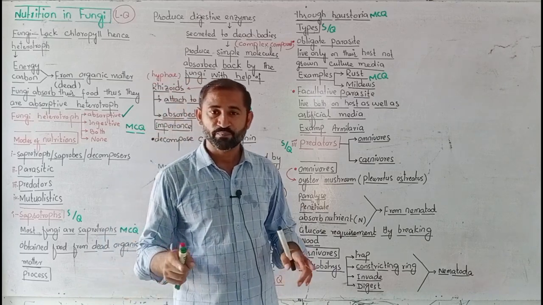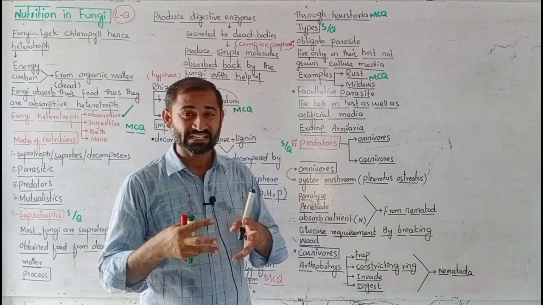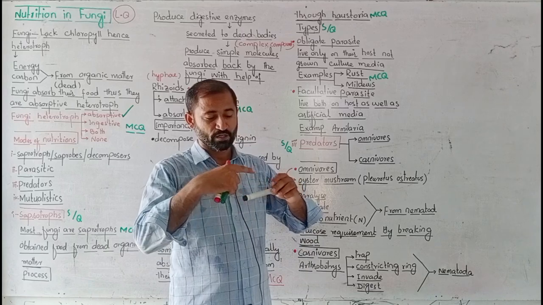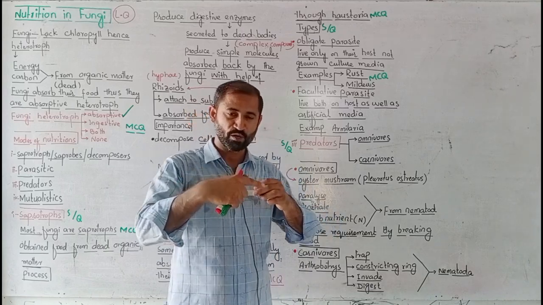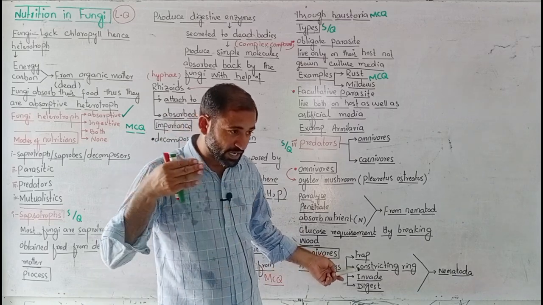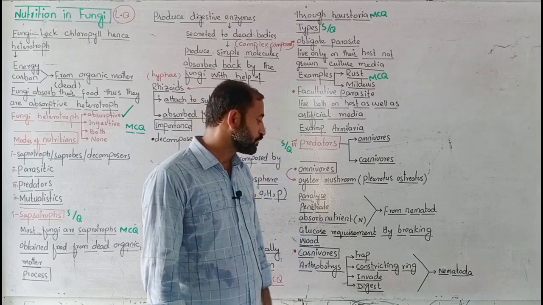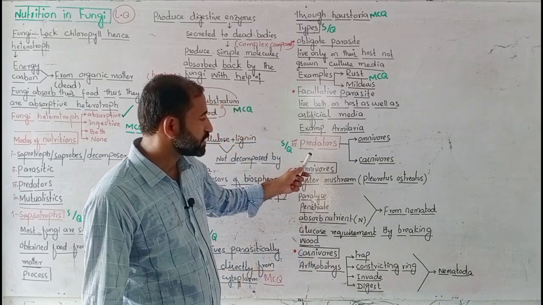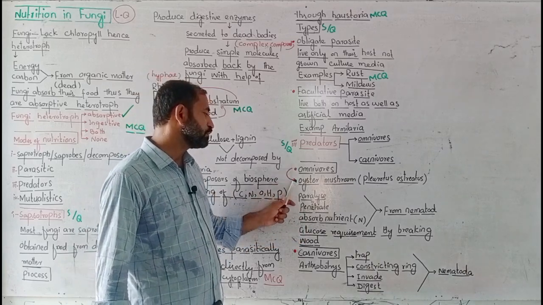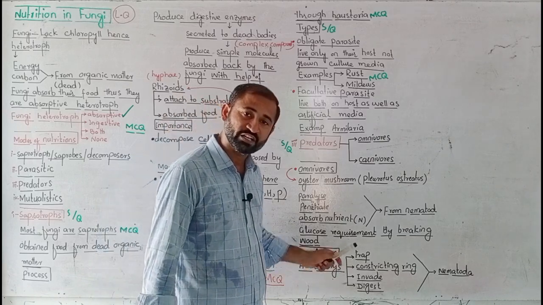First of all, it traps, meaning it catches the nematode body, then forms a constricting ring over the nematode body, then invades the hyphae into its body, and then digests the unlucky victim. So that was all about the predator. These are adaptations, different mechanisms. For example, here omnivores paralyze, whereas carnivores form constricting rings.